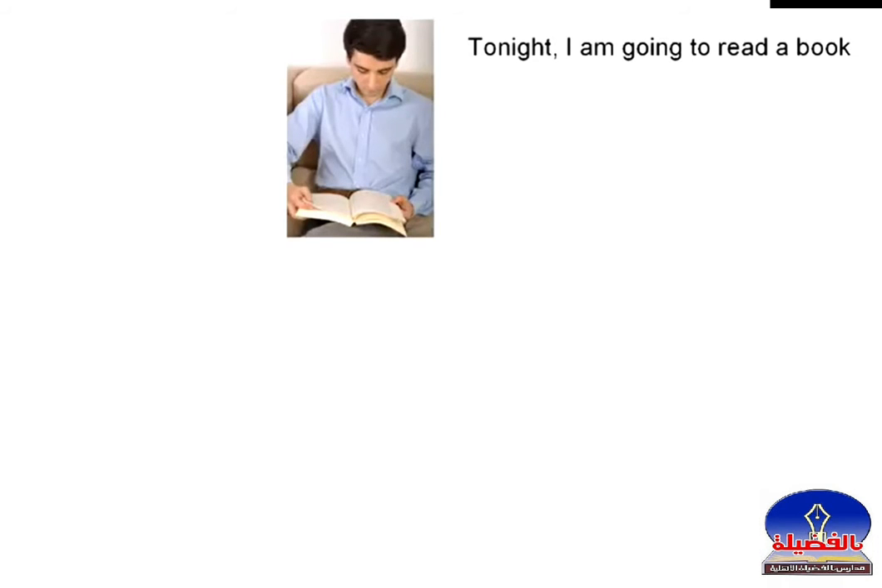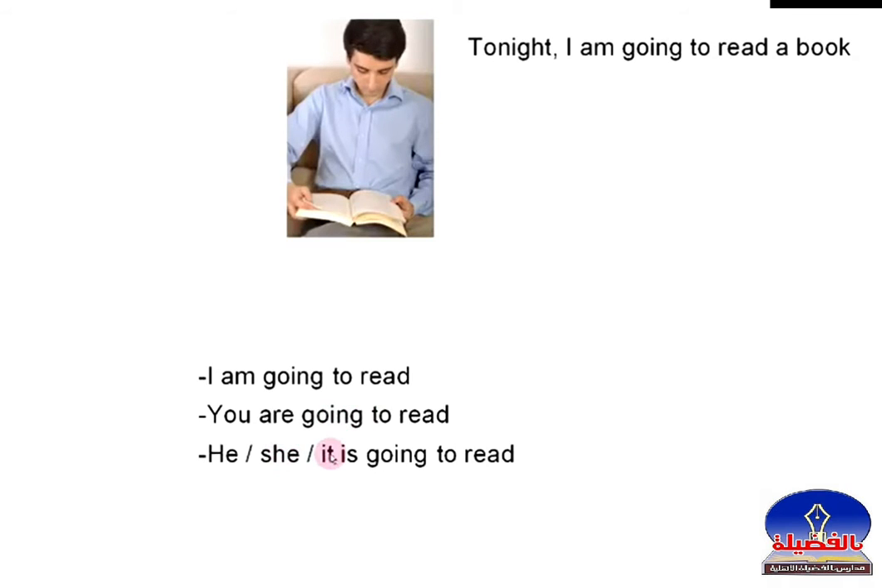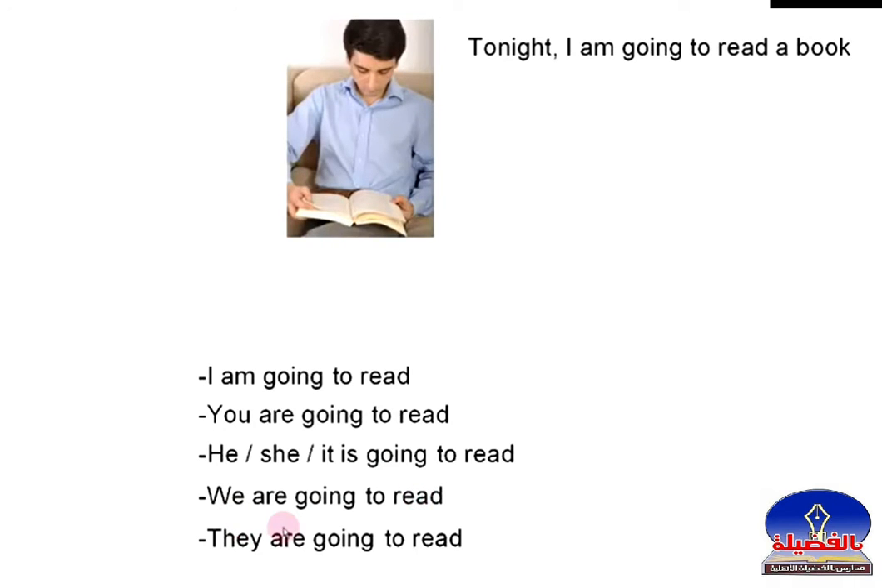Okay, so let's look at this structure in more detail. Let's conjugate the verb. So we say, I am going to read. You are going to read. He, she, it is going to read. We are going to read. And they are going to read.